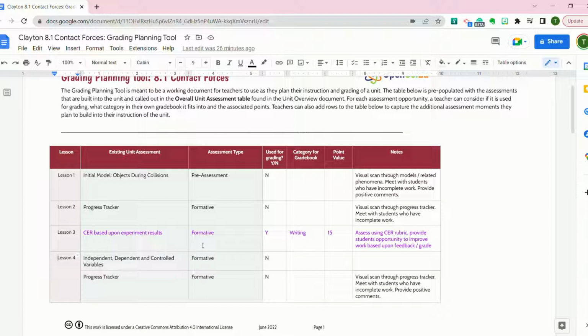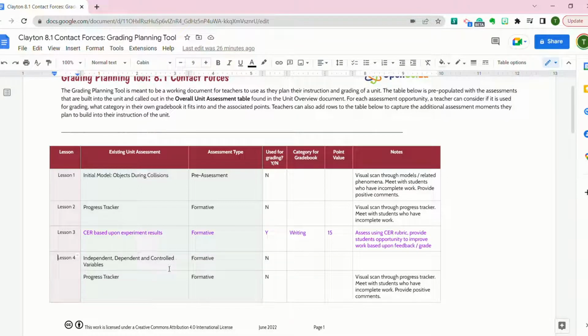And so our progress tracker and our notebook is not graded. These are things we just leave feedback on and things that we meet with kids to help them meet the expectations of what a good progress tracker or notebook looks like.